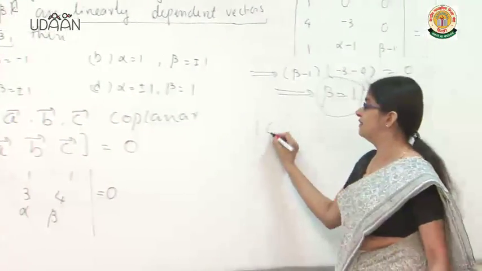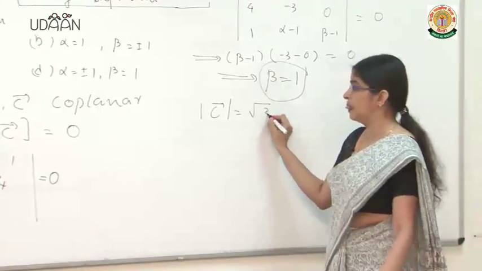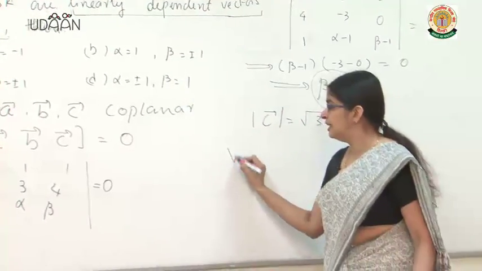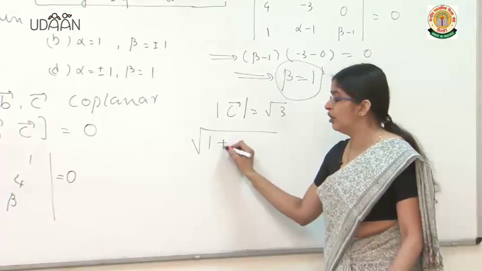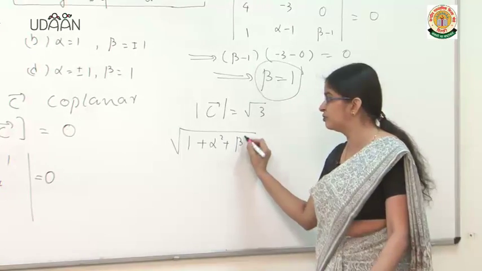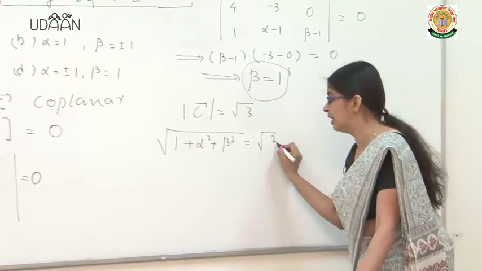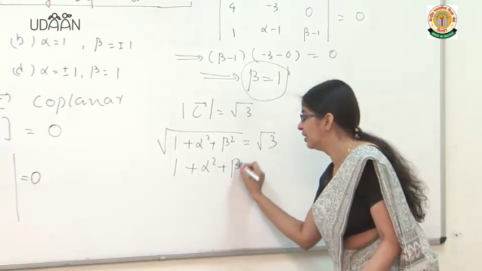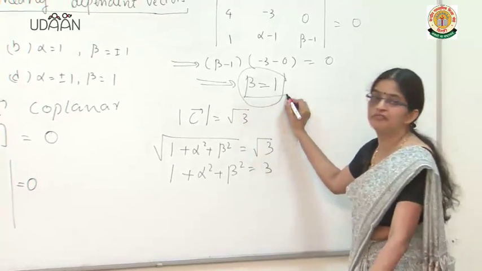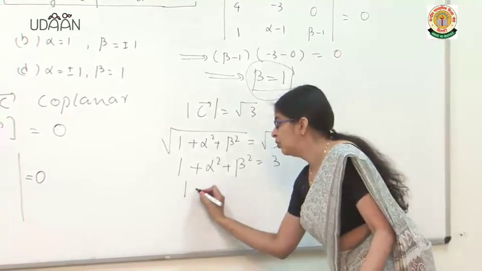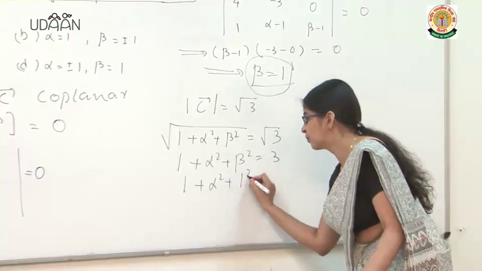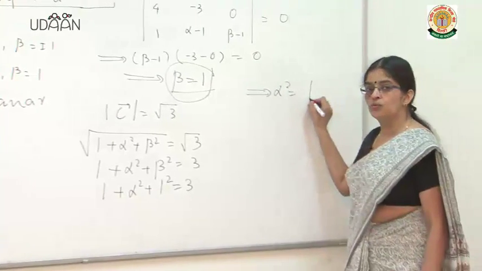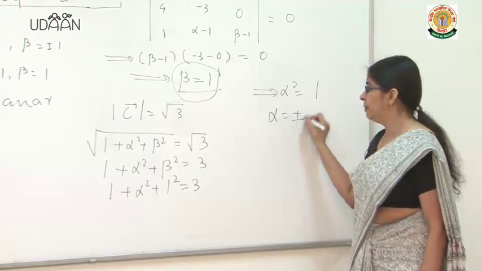Modulus of vector C is given to be root 3. What is vector C? I cap plus alpha j cap plus beta k cap. Its modulus is given by under root of 1 square plus alpha square plus beta square. This is given to be root 3. Squaring both the sides, you get 1 plus alpha square plus beta square equal to 3. We have the value of beta as 1. Put the value: 1 plus alpha square plus 1 square equal to 3 gives you alpha square equal to 1, or alpha equal to plus or minus 1.